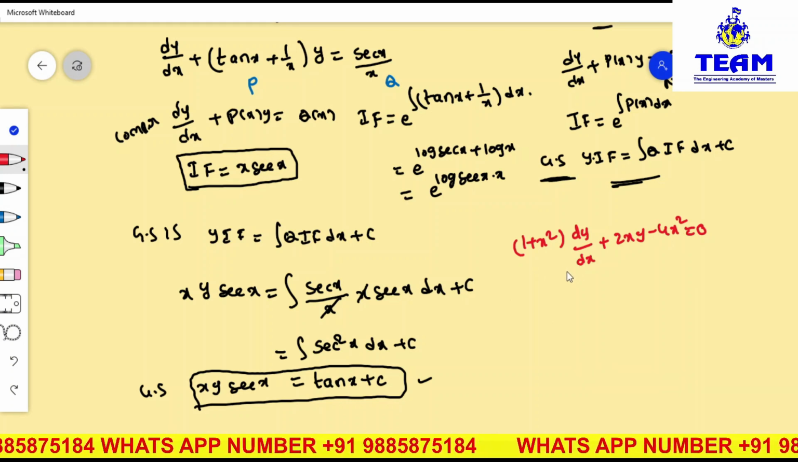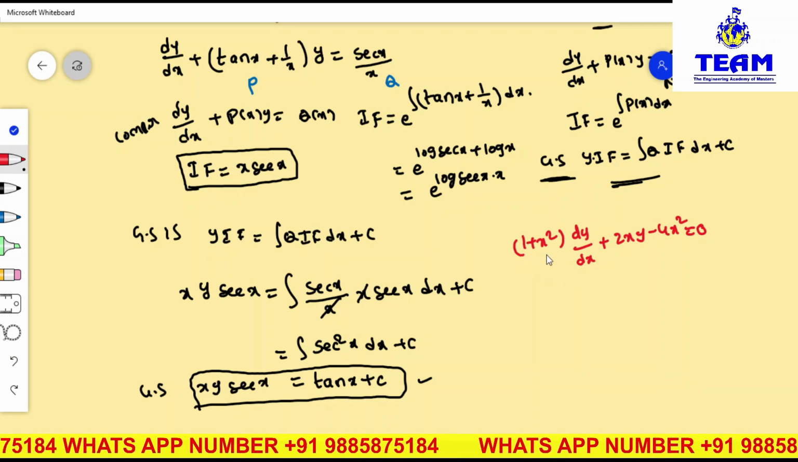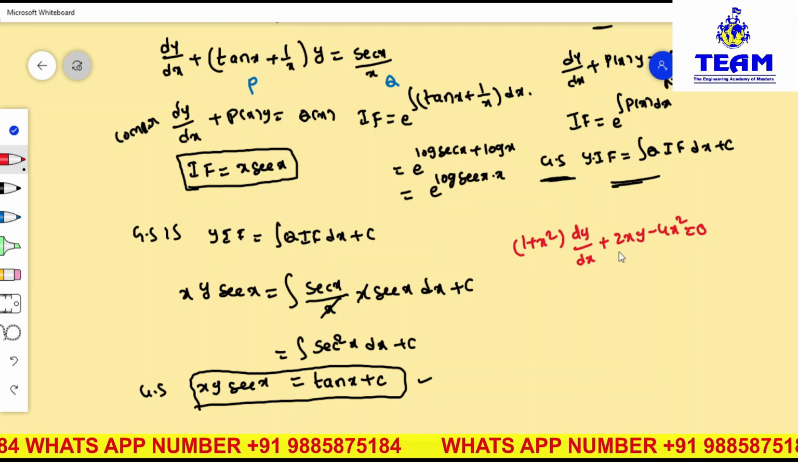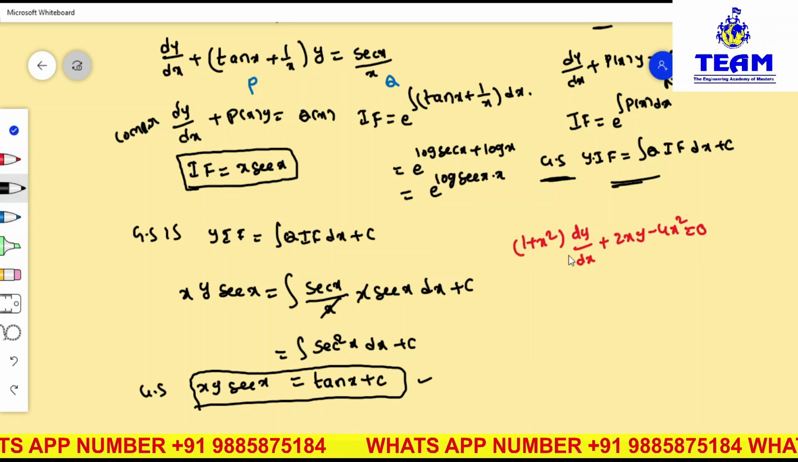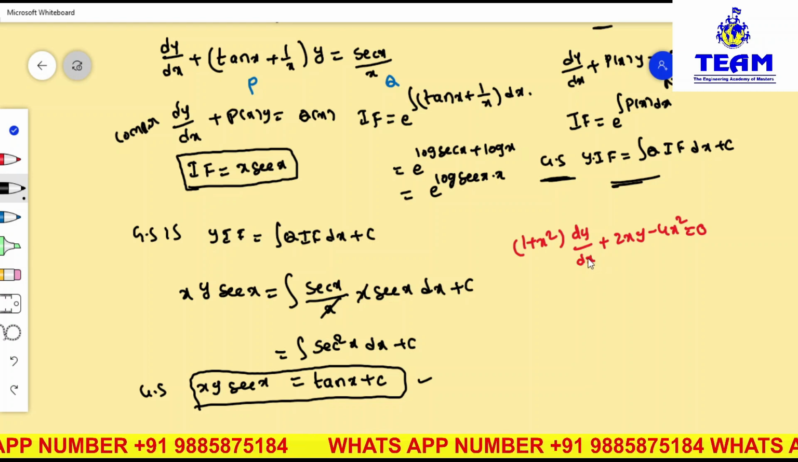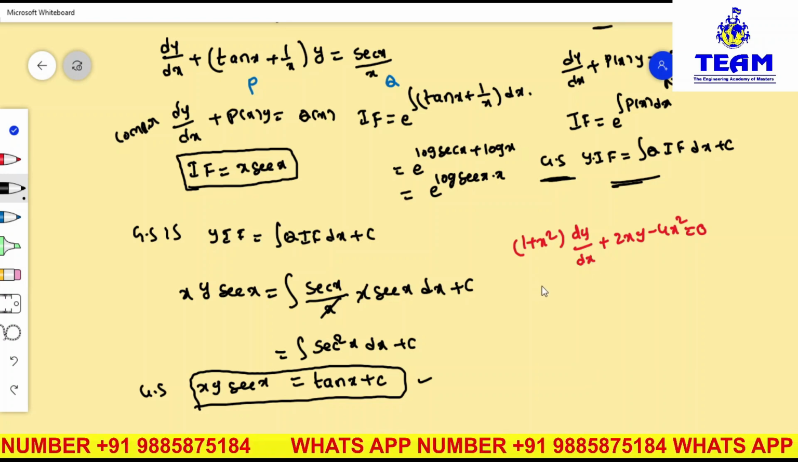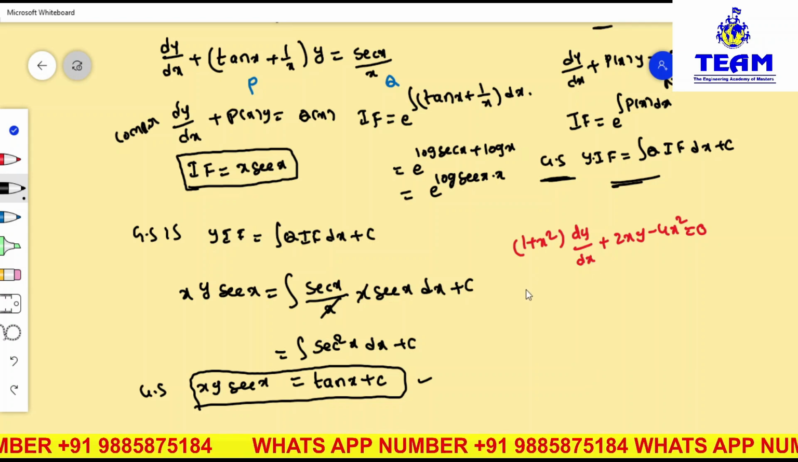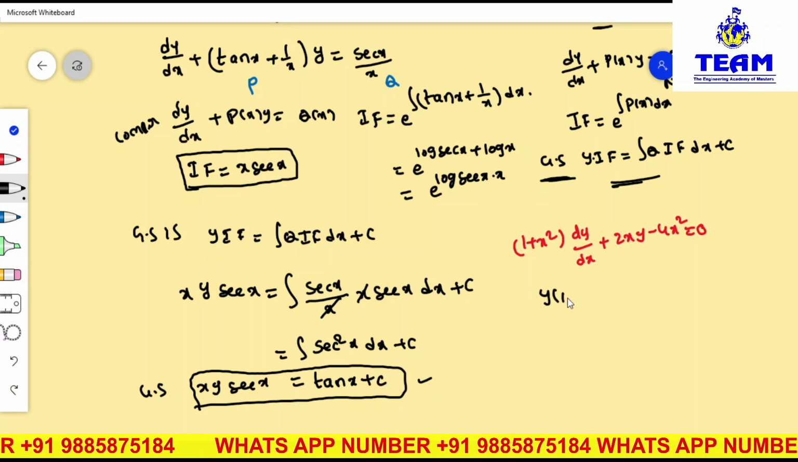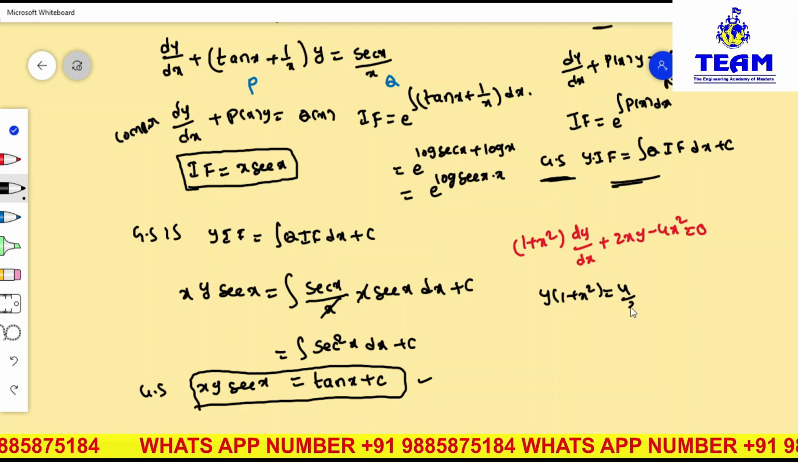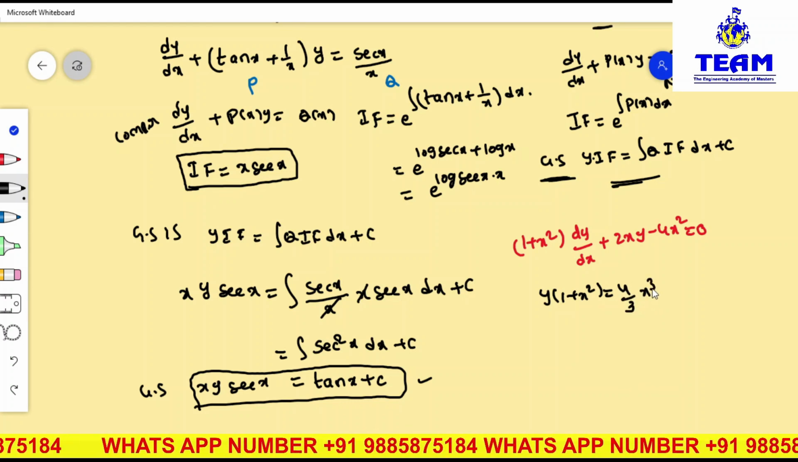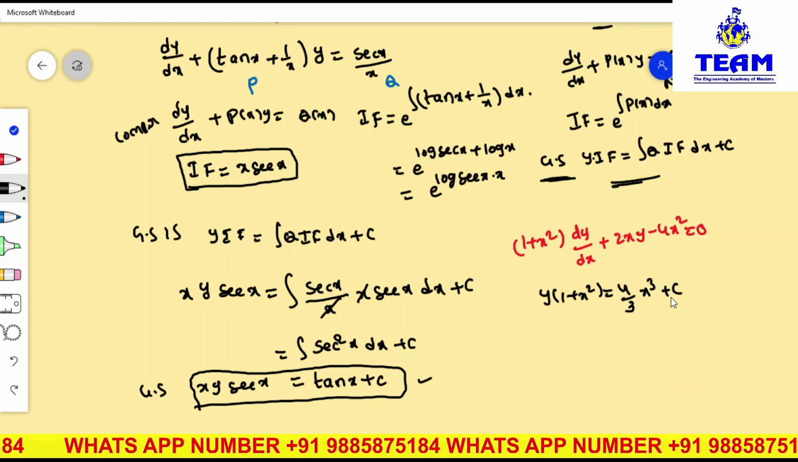In the next video, we are solving this problem: 1 plus x square into dy by dx plus 2xy minus 4x square is equal to 0. This is also a linear differential equation of first order. Okay, friends, so you try to solve this problem. You have to get the answer y times of 1 plus x square is equal to 4 by 3 times of x cube plus c, where c is an arbitrary constant.